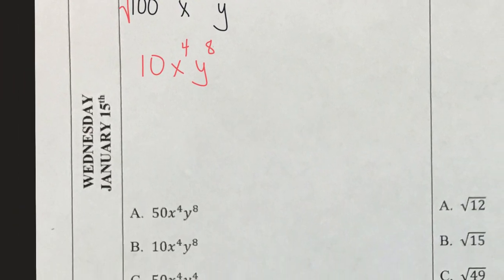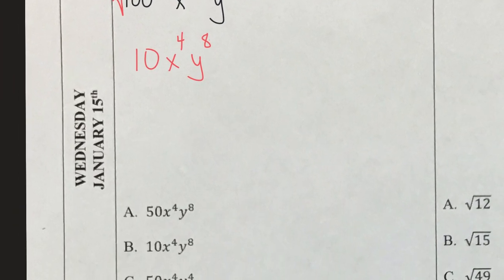Let's see, is that an option? 10x^4, y^8. Well, there's two of them. There's one here and there's one there. That's strange, two right answers. Interesting. Well, either way, 10x^4, y^8, no matter which one you might have picked, that's the right answer.